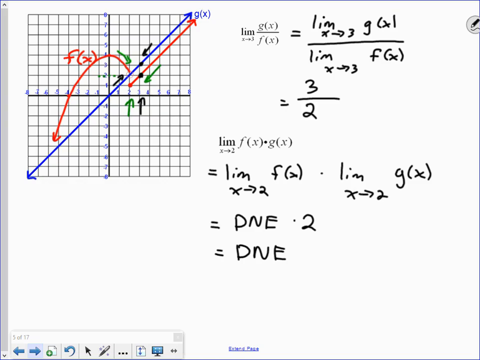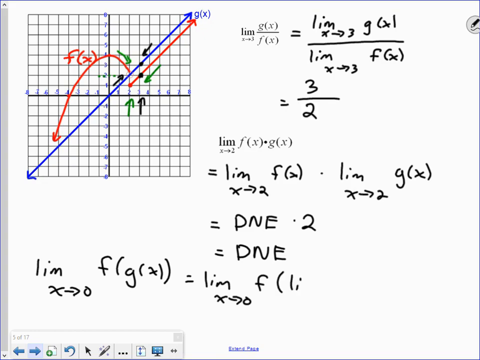And we could make up something more interesting. We could do something like evaluate the limit as x tends to 0 of the composite function f at g at x. Again, we can think of this using the limit laws as the limit as x goes to 0 of f at the limit as x tends to 0 of g at x.